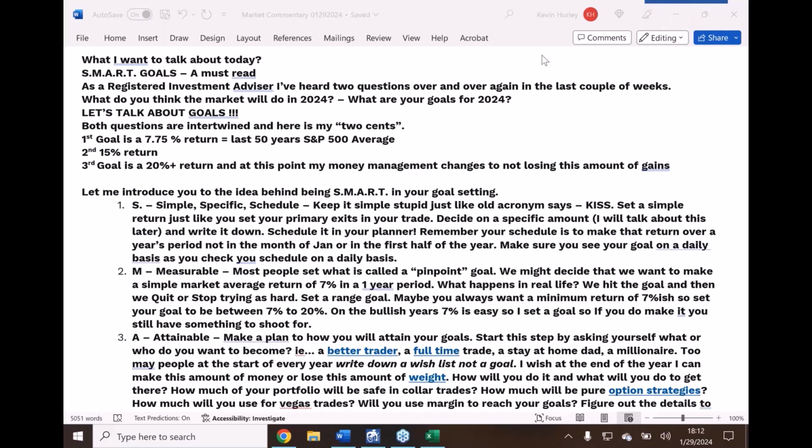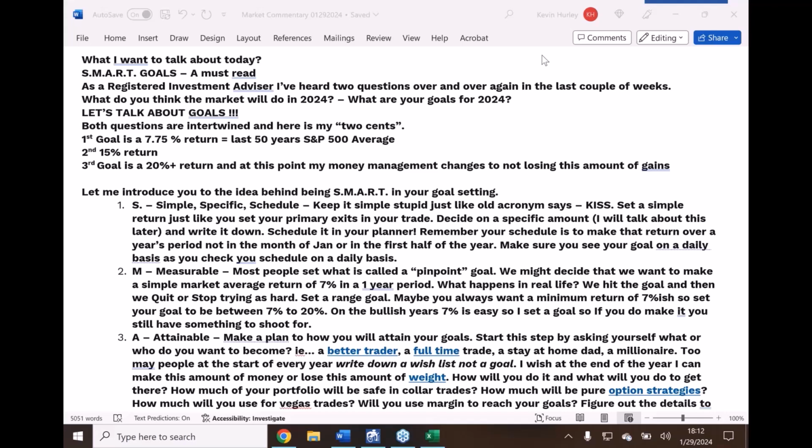I schedule it in a planner. I remember that return is over a year's period of time. I look at my goal on a daily, weekly, and monthly basis so that I understand where I'm at and how I'm going to get there.